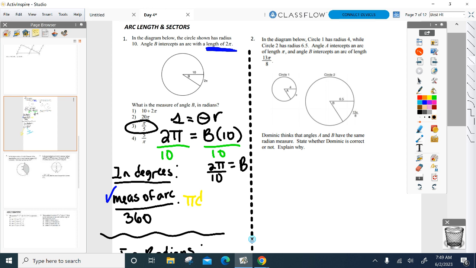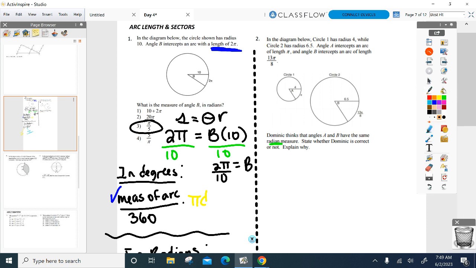All right, he's got 2 circles. Here's what Dom's saying. Angle A and B have the same radian measure. We have to figure out if he's correct or not. And again, if you read through the problem, they're giving us arc length. So arc length, are they the same radian measure? I need S equals theta R. All right, help me out with circle 1 now. Circle number 1.